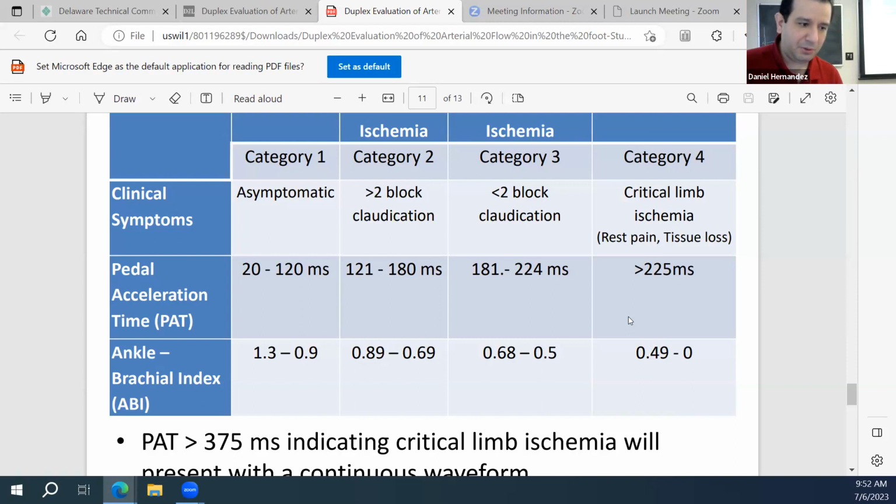The boards will give you questions comparing acceleration time or rise time. Sometimes they call it rise time as well, but more commonly it's referred to as acceleration time or even acceleration index. You can take that time and create an acceleration index based on the height of that waveform as well. So again, the longer the acceleration time, the more significant the disease.